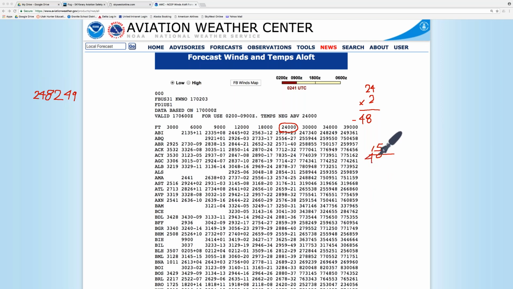So, are we talking about the ISA deviation or just the ISA? Nope, we're not talking about the deviation from ISA yet. We're trying to get ISA down first. So 15 minus 48, like you said, equals negative 33 degrees. So standard temperature at 24,000 feet, negative 33 degrees. Okay, you guys want to do it again?